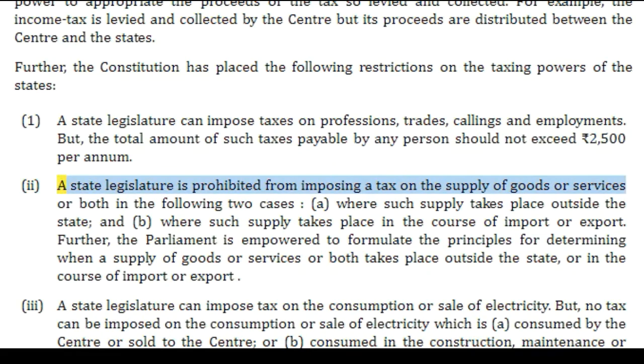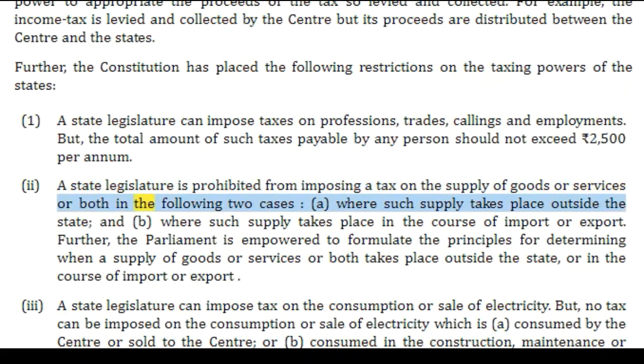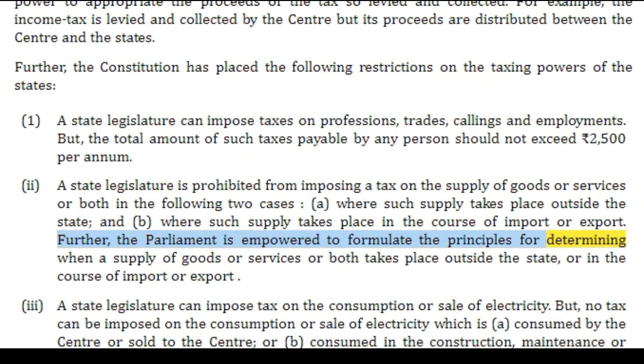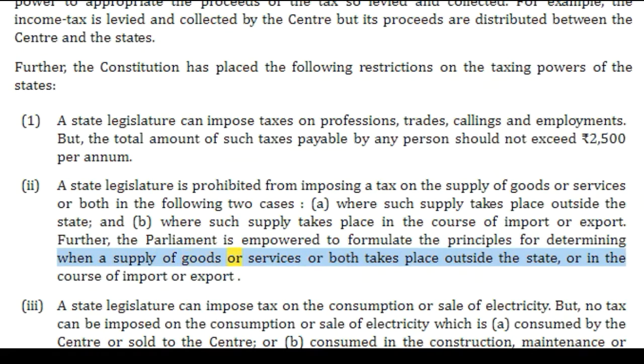2. A state legislature is prohibited from imposing a tax on the supply of goods or services or both in the following two cases: A. Where such supply takes place outside the state, and B. Where such supply takes place in the course of import or export. Further, the Parliament is empowered to formulate the principles for determining when a supply of goods or services or both takes place outside the state, or in the course of import or export.